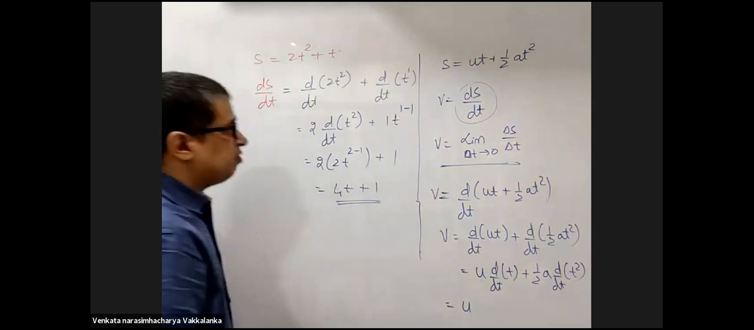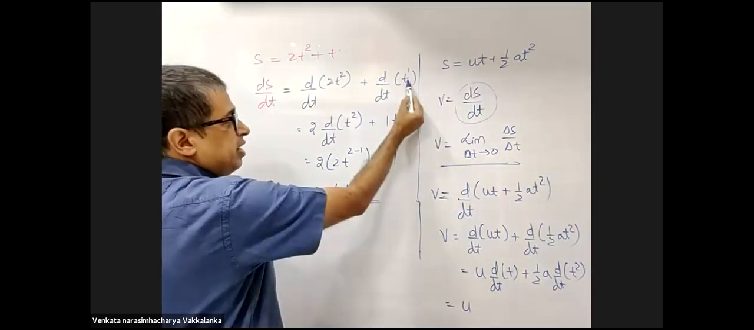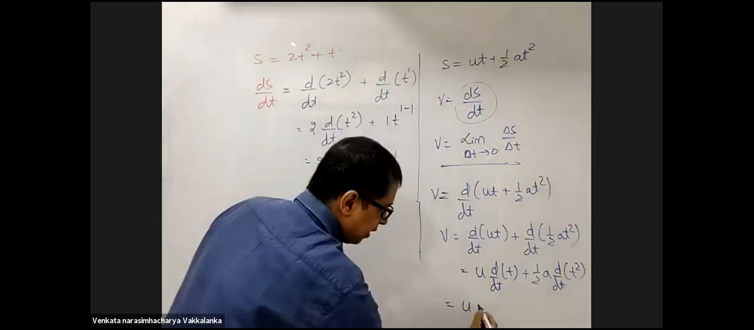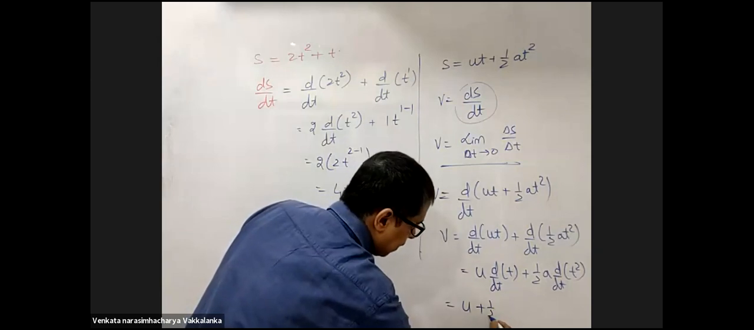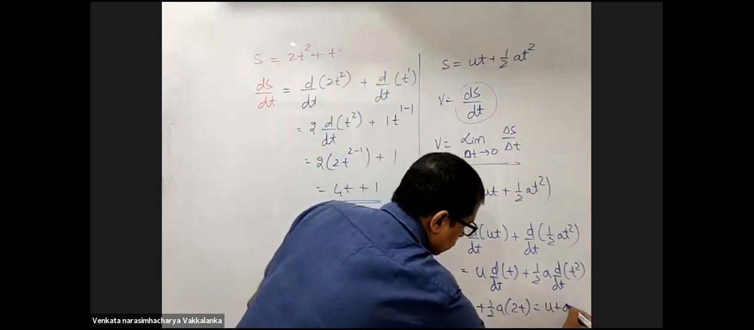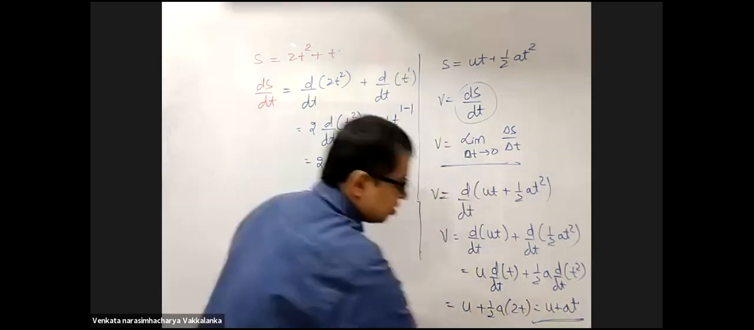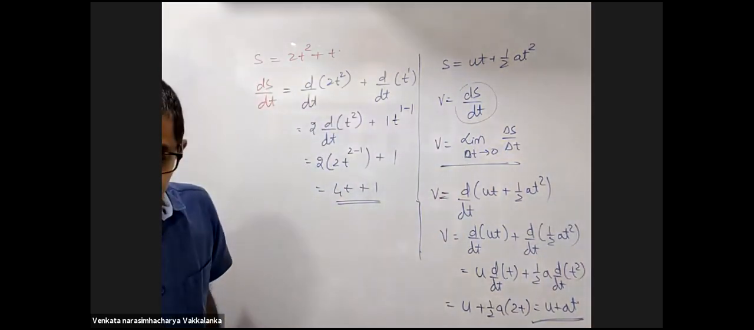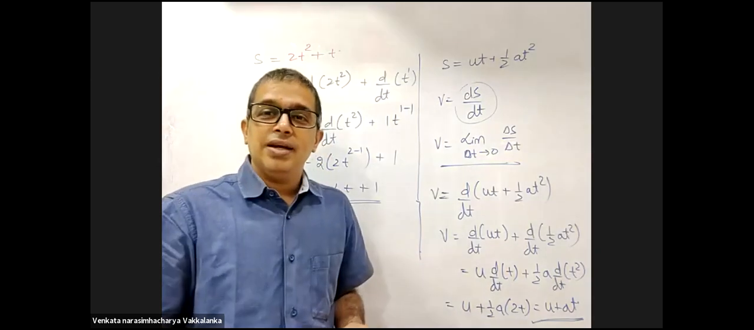d by dt of t, you have done this already. d by dt of t is 1. Half a 2t. This is u plus at. You have seen this somewhere, right? Yes, sir. v is equal to u plus at.